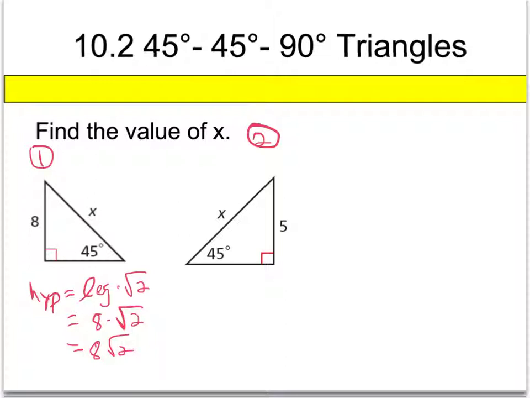You just plug in, you know your hypotenuse is equal to your leg times the square root of 2. You plug in your leg and you leave it at this. Don't get it as a decimal when it says just solve for the value of x. We'll get into decimals later.